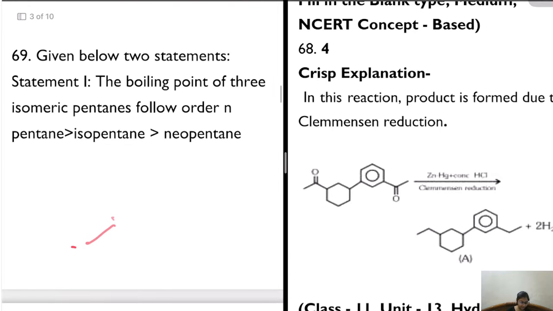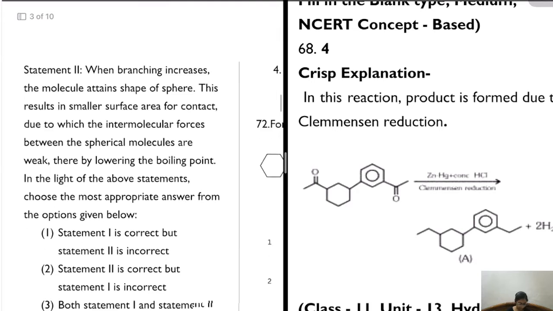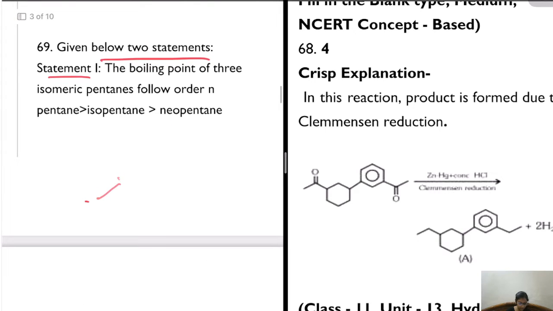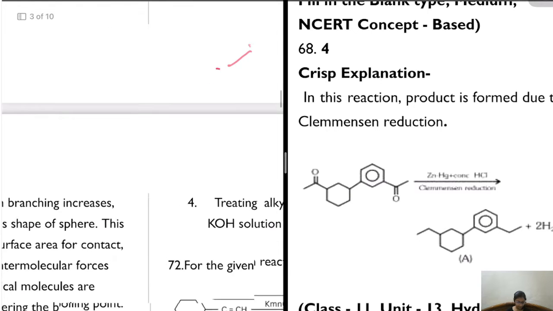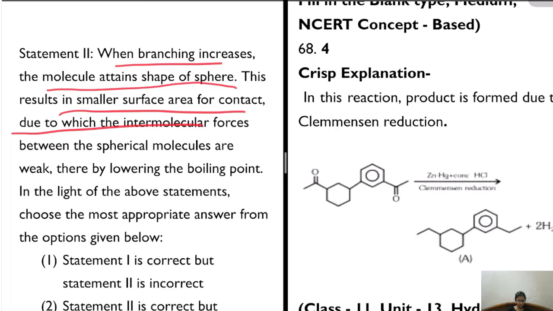The given two statements are there, and we have to say which is correct or which is false according to the options given. Statement one is the boiling points of three isomeric pentanes follow the order n-pentane, isopentane, neopentane. Statement two: when branching increases, the molecules attain the shape of a sphere. This results in smaller surface area for contact, due to which intermolecular forces between the spherical molecules are weak, lowering the boiling point.